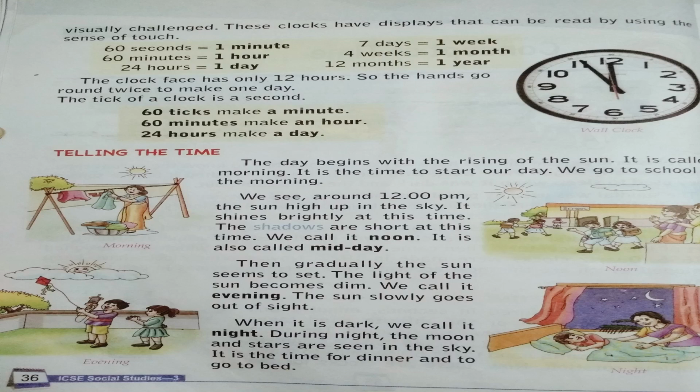Then gradually the sun seems to set. The light of the sun becomes dim. We call it evening. In the evening time, the sun's light becomes dim and it will not be so hot. So that's why you also want to go to the park to play in the evening. The sun slowly goes out of sight. When it is dark, we call it night. During night, the moon and stars are seen in the sky. It is the time for dinner and to go to bed.